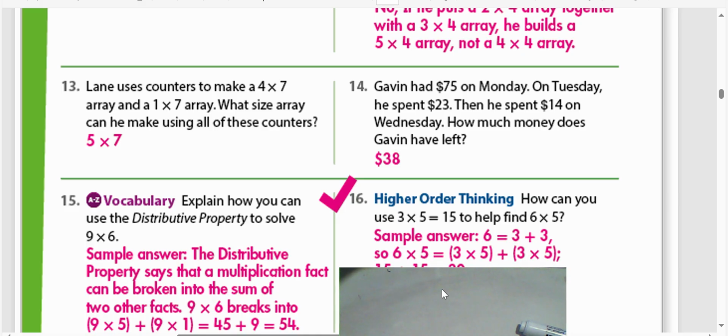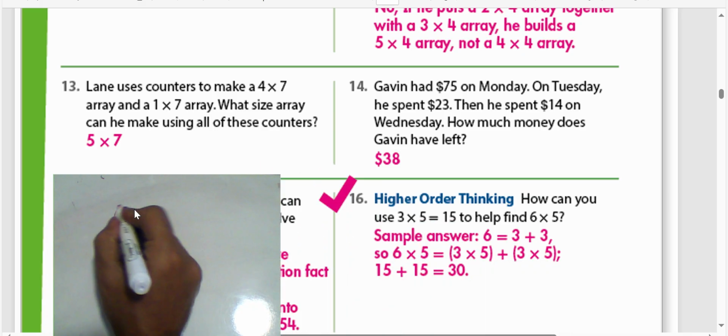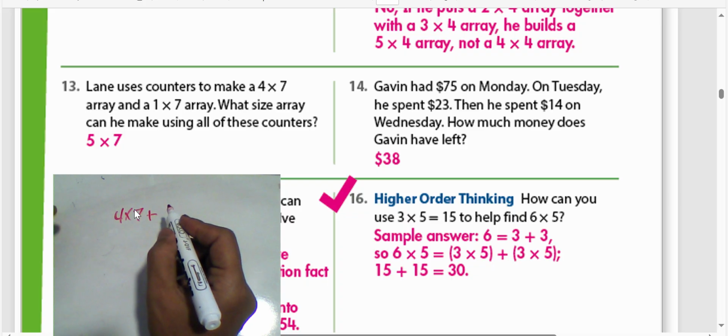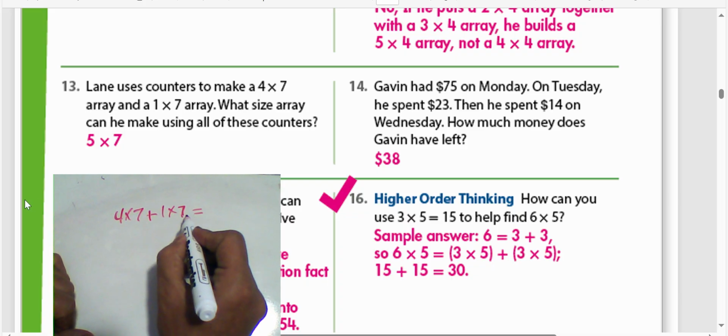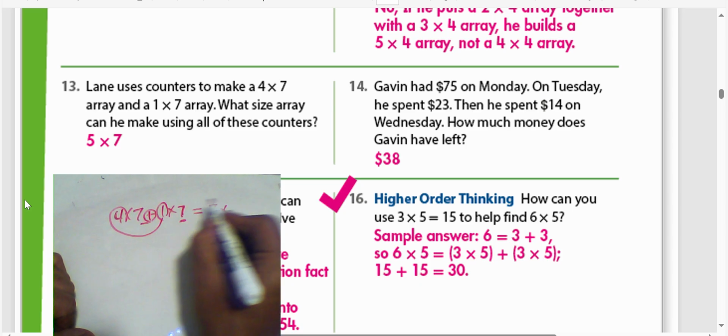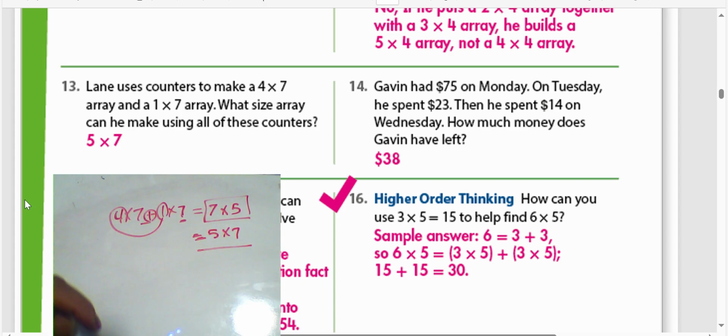Question about making 4 times 7. 4 times 7 plus 1 times 7. We have here 7 repeated, then we can write 7 and add 1 plus 4. 1 plus 4 equals 5, and the result will be 5 times 7 or 7 times 5. Next question.